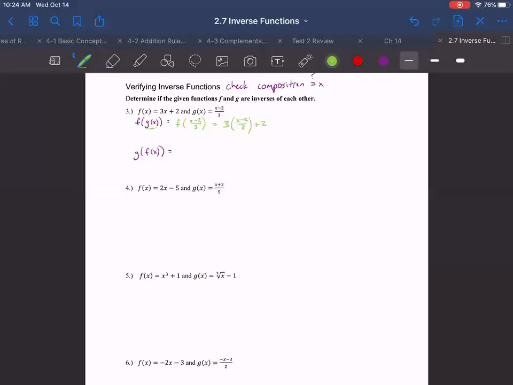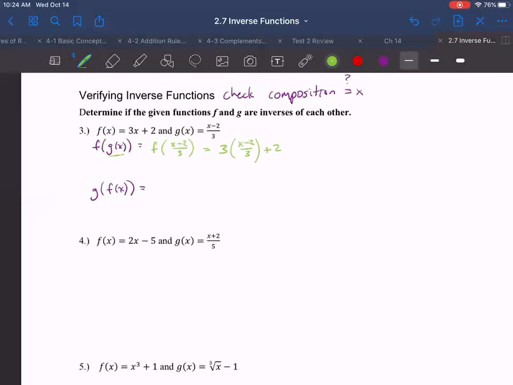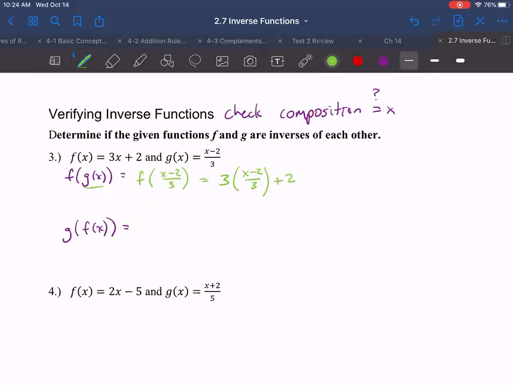All right, so showing you number 3 here. I already started, plugged in, and did the first one, where I did f of g of x. I plugged in x minus 2 over 3 for g of x, and so then I substituted x minus 2 over 3 for x there. So this was my 3x plus 2 right there, but with that substituted in.